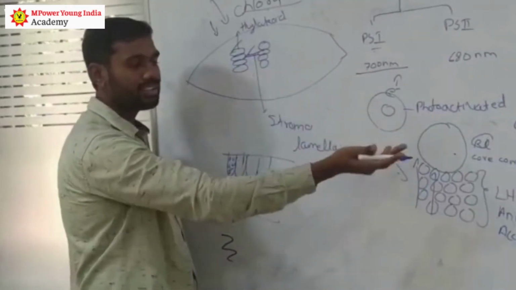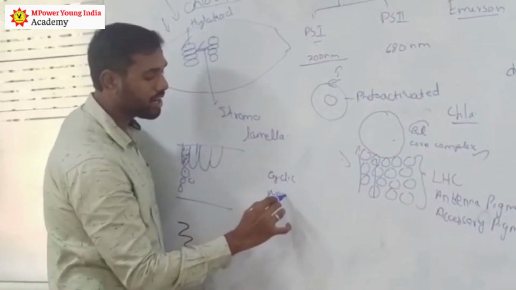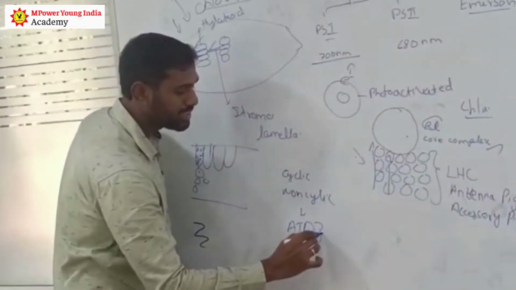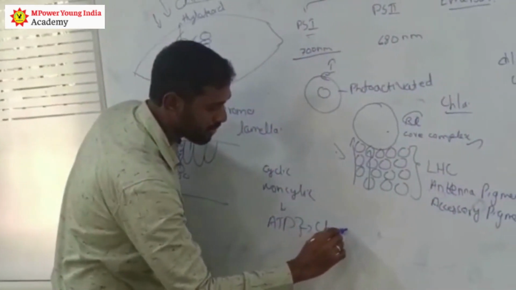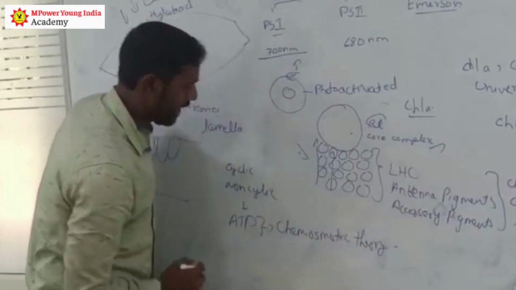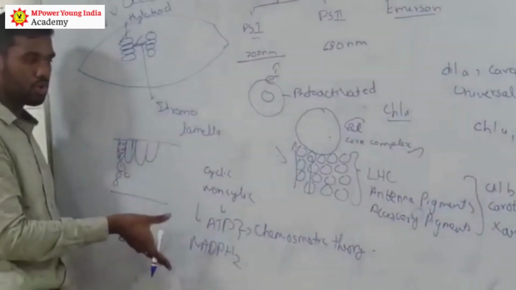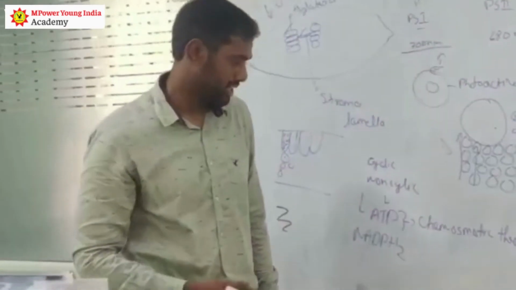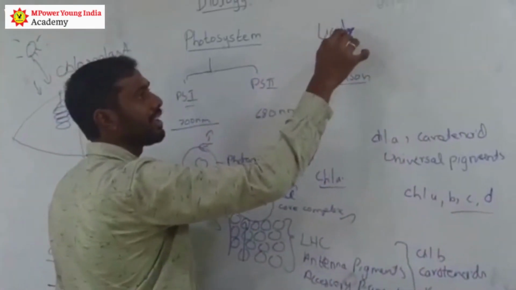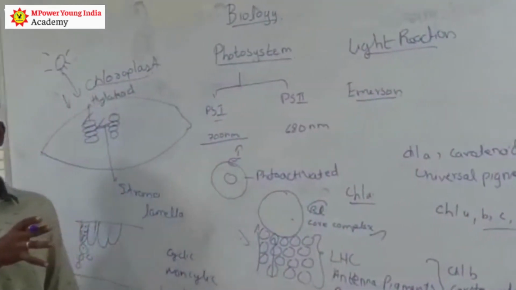So from here, what is the output of PS1 and PS2? That is the cyclic and non-cyclic. What we get from the cyclic and non-cyclic is ATP molecules, especially by a special theory called chemiosmotic theory. And apart from this, we also get NADPH2. This is the major output of the cyclic and non-cyclic photophosphorylation. Together we call this the light reaction, because without light it is not at all possible to happen.